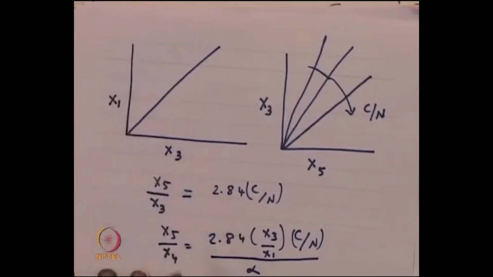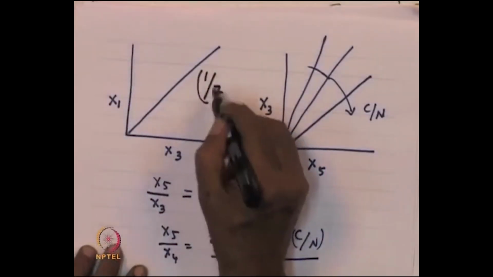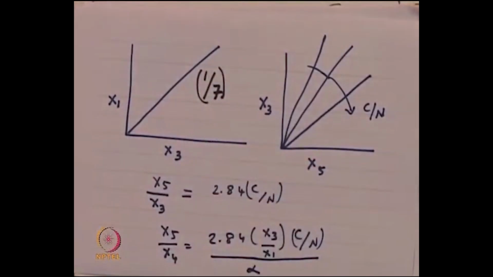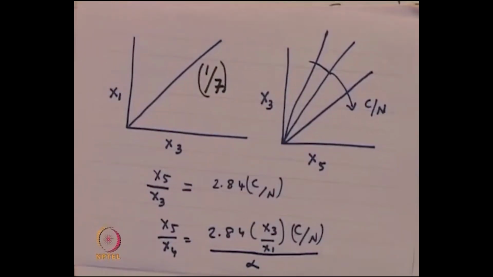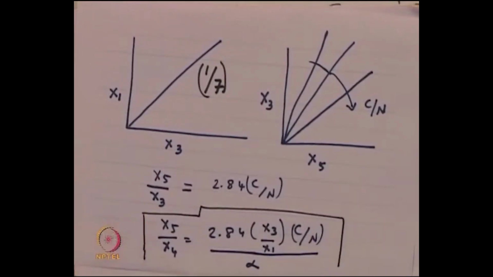That ratio appears to be 1 by 6, 1 by 7. I like to say it is 1 by 7. Okay. It is not 1 by 6.6 or so, it is 1 by 7. Okay. So, that you get a correlation like this. See, this correlation is important.